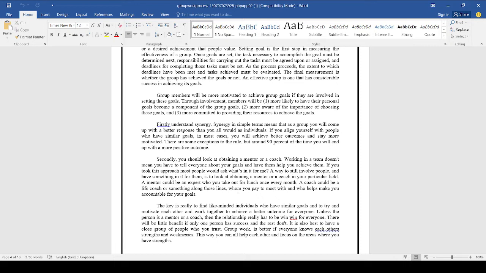would ask, what's in it for me? What kind of services? What kind of benefit for me through the group work practice? A mentor could be an expert whom you take out for lunch once every month. That means a synergy between a coach or a mentor and the group members. Something along those lines.